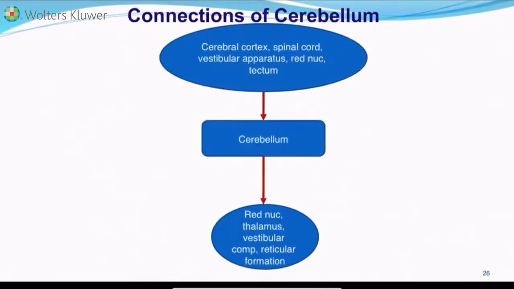Now coming to in general connections of cerebellum, the cerebral cortex, spinal cord, vestibular apparatus, red nucleus of midbrain, tectum of midbrain, all these will send their impulses to cerebellum to process them further. The cerebellum processes all these impulses, and then it sends out as efferents to red nucleus, thalamus, vestibular complex and reticular formation. Connections of cerebellum and the functional significance of each of these tracts you'll be studying in detail in sessions in physiology.